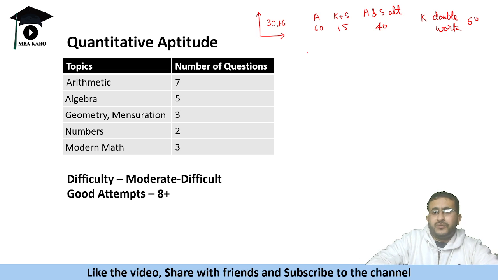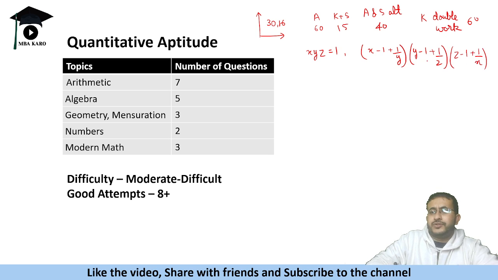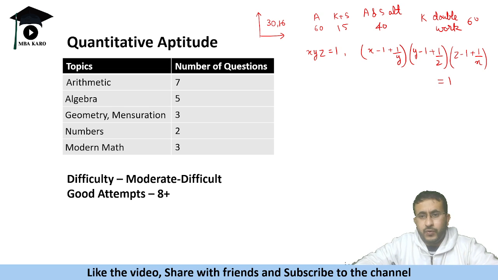Then another question was xyz equals 1. You had to find the maximum value of 1/(x minus 1 plus 1/y) plus 1/(y minus 1 plus 1/z) plus 1/(z minus 1 plus 1/x). The answer to this question was 1. Simply put, this is the AM-GM inequality. Put xyz equal to 1 and you get 1 into 1 into 1. The value you would get is 1.